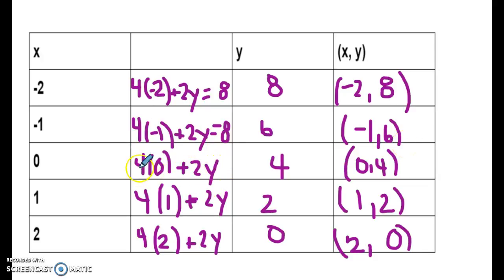So if I do 8 minus 0, when I do 4 times 0, I get 0. 2y equals 8. 8 divided by 2 is 4. You should have 0, 4.